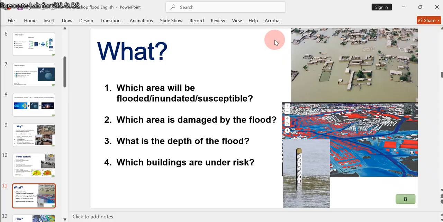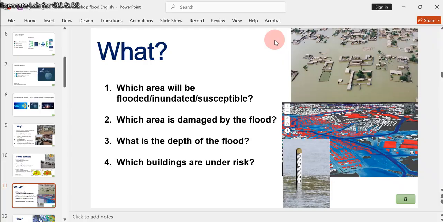Well, there are four main questions which are useful for us to investigate. The first one is this. It's actually a very simple but very important question. Which area will be flooded? That's the main question for urban planners and decision makers, because we want to know which area will be flooded. So it is the future. In the future, which area will be flooded?